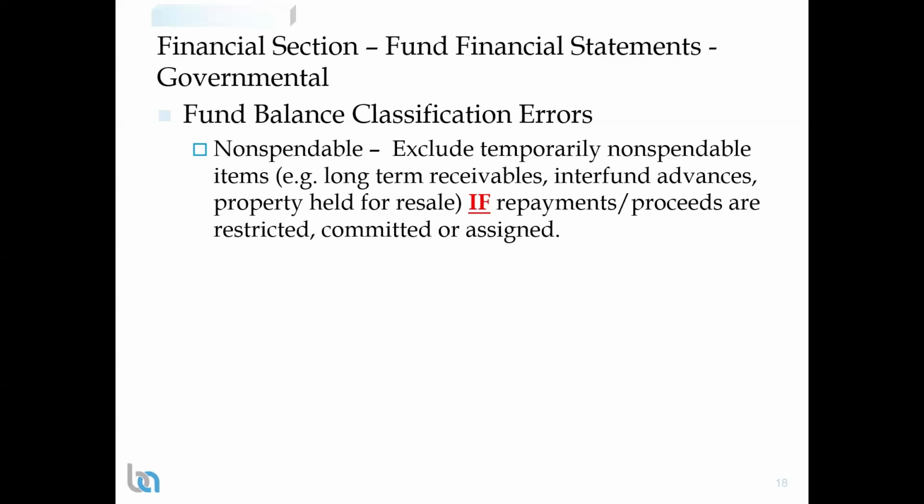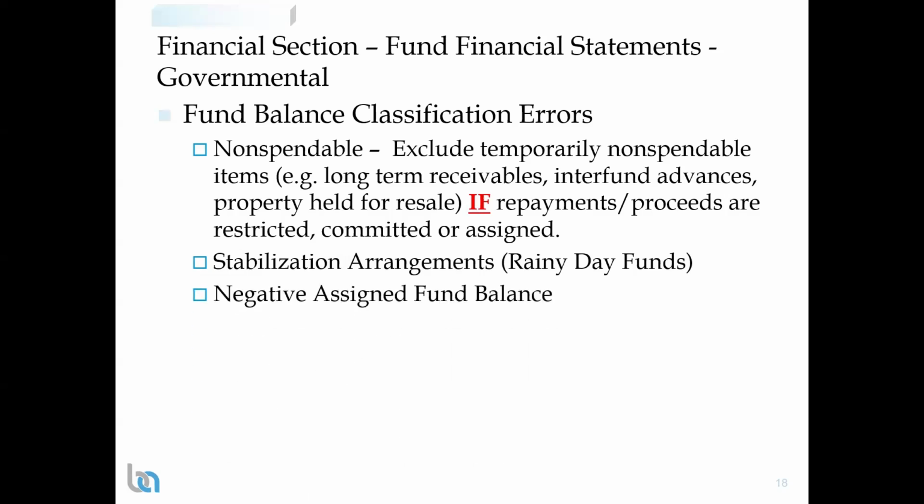It is still in nature non-spendable. However, the proceeds are restricted, so you would have to classify it as restricted. Or if you have a different situation where the council or the board have committed those repayments to be used for specific purposes, then you would still report it as committed or assigned and not non-spendable. Okay. Just a lot of disclosure issues regarding stabilization arrangements.